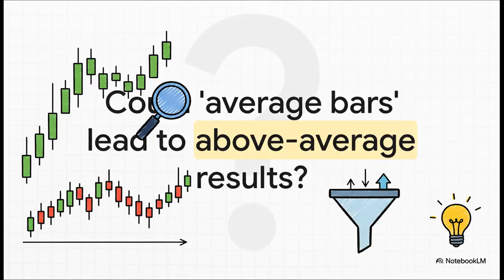So, what's the bottom line? Heikin Ashi charts offer a clear trade-off. You're giving up a little bit of real-time price accuracy in exchange for a whole lot of trend clarity. It's a filter, not a crystal ball. Which leaves us with one final question to think about. Could focusing your trading on the average bar help you achieve some truly above-average results?